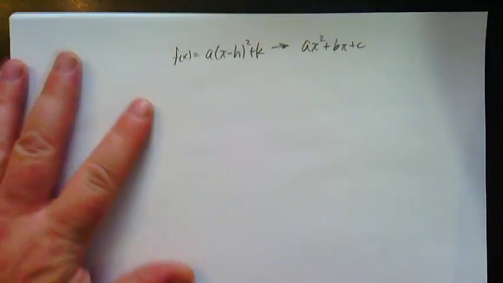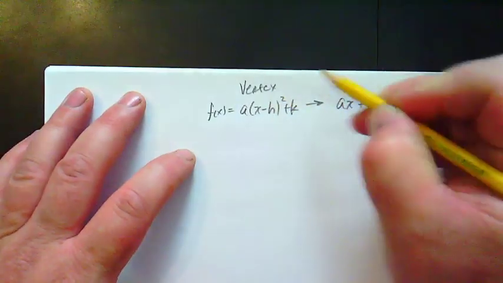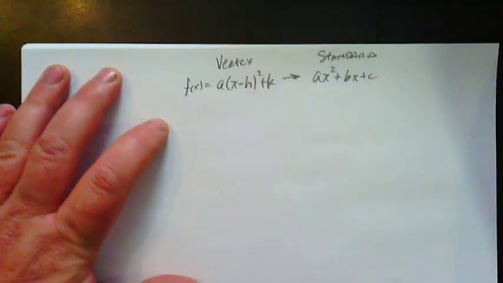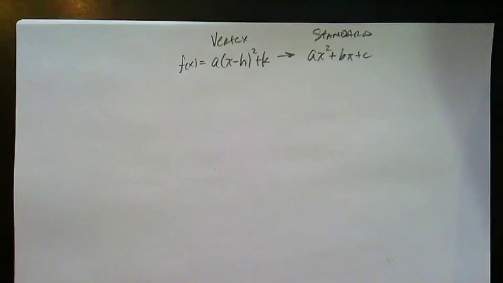X minus h squared plus k, and that transitions to ax squared plus bx plus c, right? So we're going to be changing from vertex to standard, right? I'm going to show you how to do that. And the homework assignment today is going to be just that.